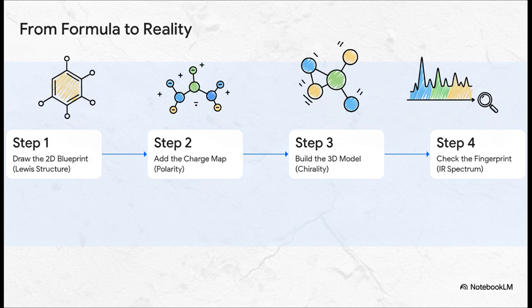It's not just a flat drawing, it's this dynamic, 3-dimensional thing. We start with that 2D Lewis structure just to get the atoms connected. Then we add the charge map to understand its electrical personality. We build the 3D model to see its shape and its handedness. And finally, we confirm its identity with its IR spectrum, its fingerprint. It's a journey from a simple formula to a rich, verifiable reality.